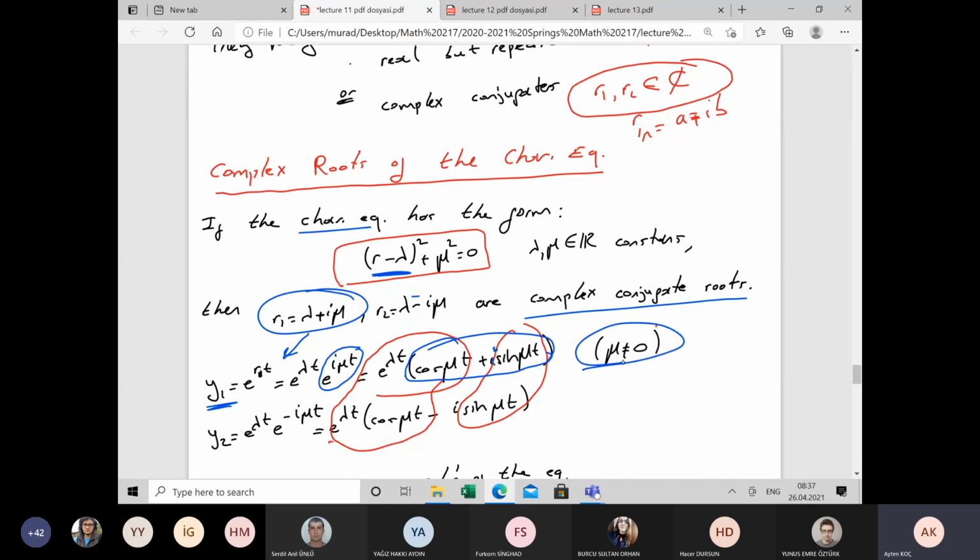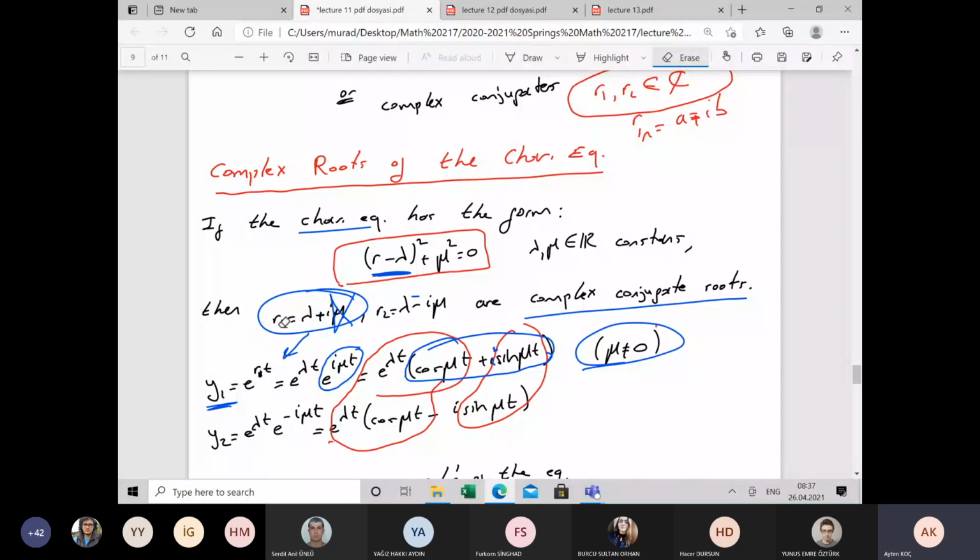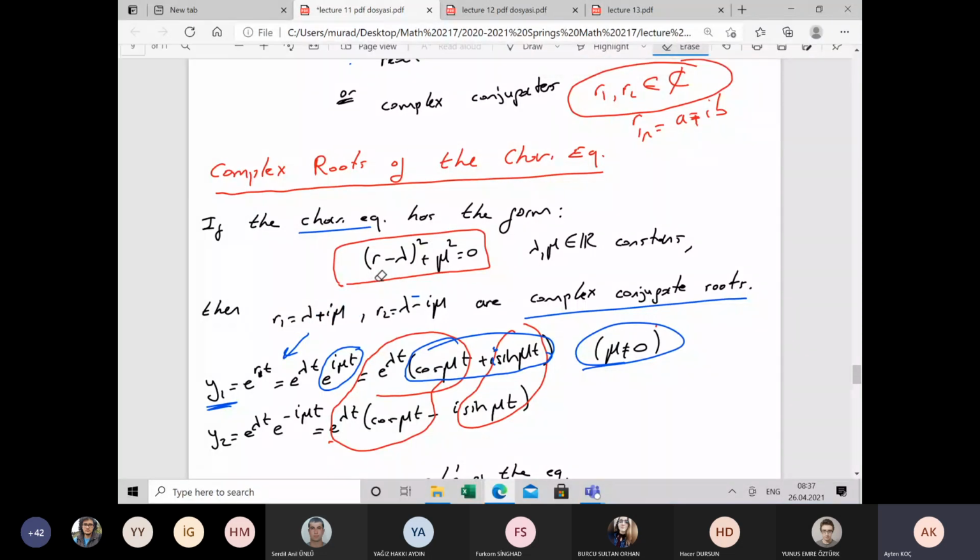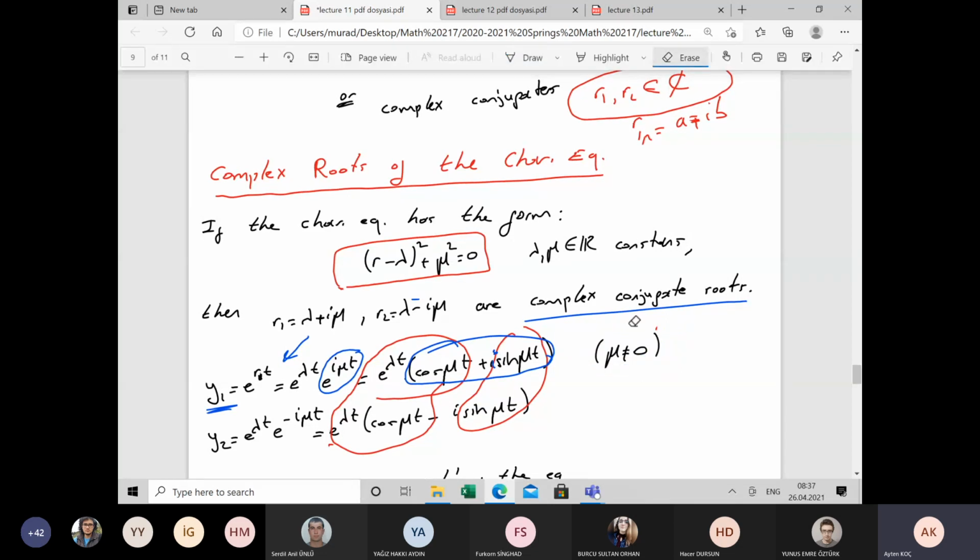Here mu is not zero. If mu were zero, we would obtain a real number. But here we consider the case where our roots are complex numbers, so mu should be non-zero. So mu non-zero means e to the i mu t can be rewritten as cosine mu t plus i sine mu t.